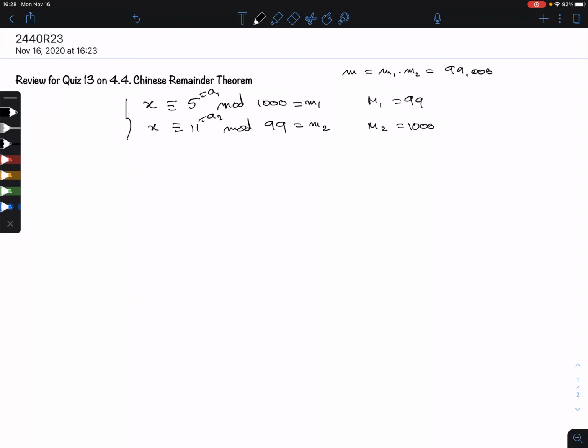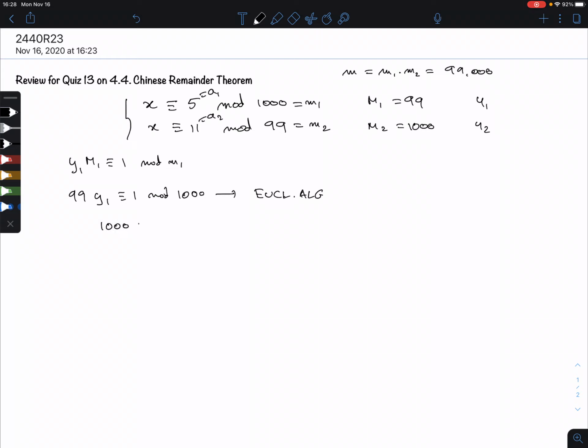Right? And then the last thing we have to calculate is y1 and y2. And those are given by the conditions that they have to be the inverses of this capital M1 mod little m1. So in this particular case, that would be 99 times y1 is equivalent to 1 mod 1,000. Okay? So how do we do this? That in turn, we use Euclidean division, the Euclidean algorithm, to find the GCD and then work our way back. So let me do that.